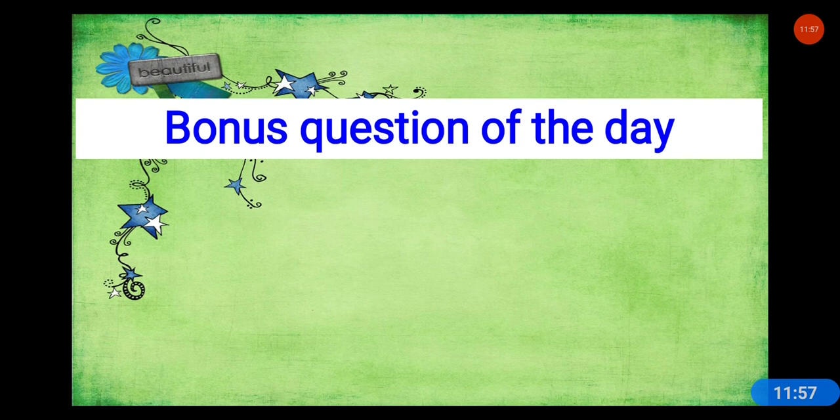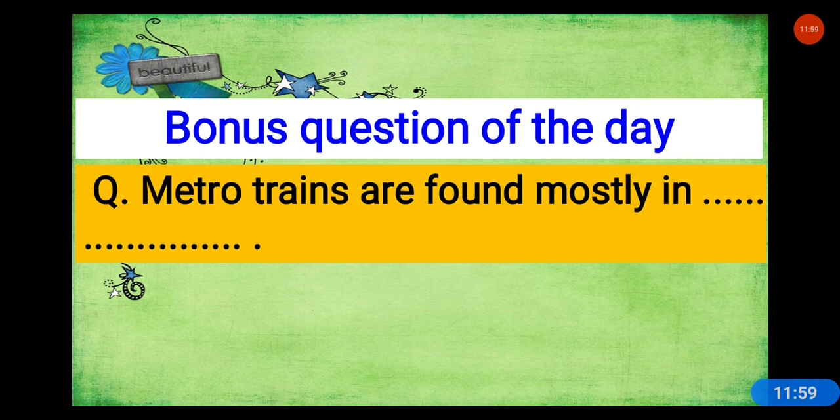Now, bonus question. We have reached the bonus question. Let me ask you. Metro trains are found mostly in, dot dot dot. In the dot you have to fill in the right word. For finding the right word, you have to go to the Schoolia link. When you open the link, four options are given. Choose one correct option from there. Right.